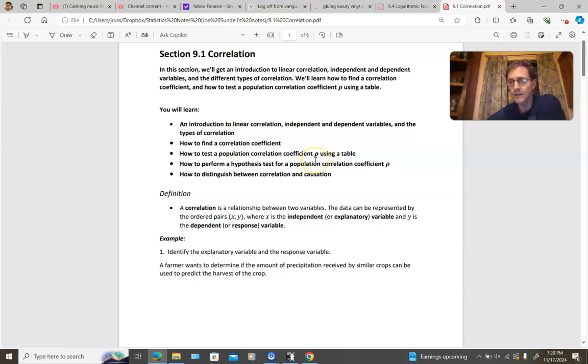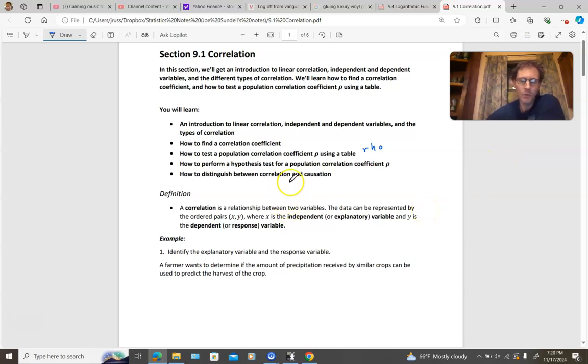This is another Greek letter, okay? And it's spelled R-H-O, okay, and it's pronounced rho, using a table. And then how to perform a hypothesis test for a population correlation coefficient, and then how to distinguish between correlation and causation. Although I don't know that we actually talk all that much about this, that last learning objective.